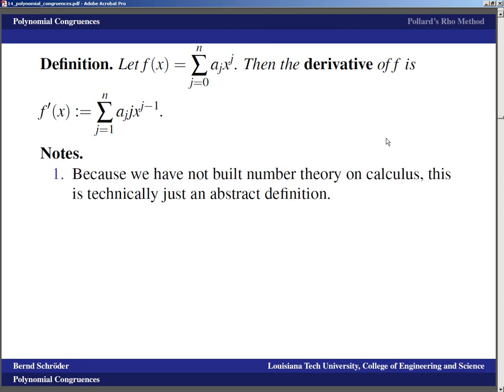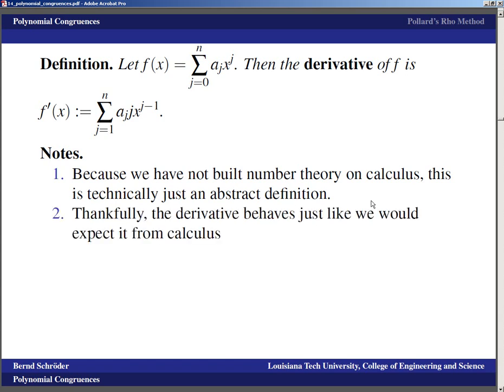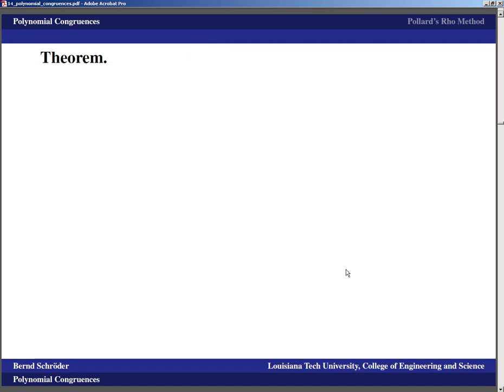Nothing special here. However, we have not built number theory on calculus, so technically this is just an abstract definition. And in abstract algebra, actually, when you talk about formal power series and the like, then very often it is really set up that way. And for formal power series, that makes sense, because when you do algebra, you don't want to be bothered with the radius of convergence and things like that. Thankfully, however, the derivative behaves just like we would expect it from calculus, and so we will use the usual rules without hesitation. Even though the bigger one, and the next one is one of those, we will also prove.